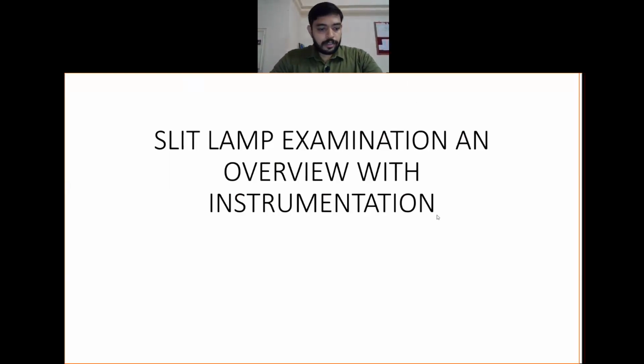So hello everyone. Today we'll be discussing slit lamp examination, an overview with instrumentation. We'll basically be discussing the parts of the slit lamp, or the instrumentation part, as well as the techniques which we can perform with the slit lamp, and we'll be discussing a few additional things which can be done along with the slit lamp.